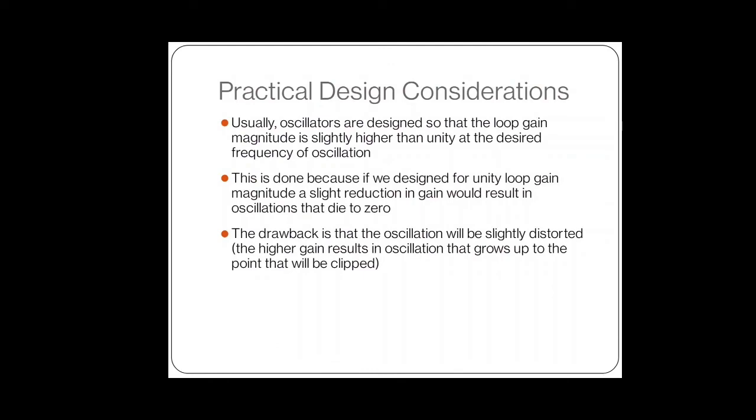Practical design considerations: usually oscillators are designed so that the loop gain magnitude is slightly higher than unity at the desired frequency of oscillation. This is done because if we designed for unity loop gain magnitude, a slight reduction in gain would result in oscillations that die to zero. The drawback is that the oscillation will be slightly distorted.